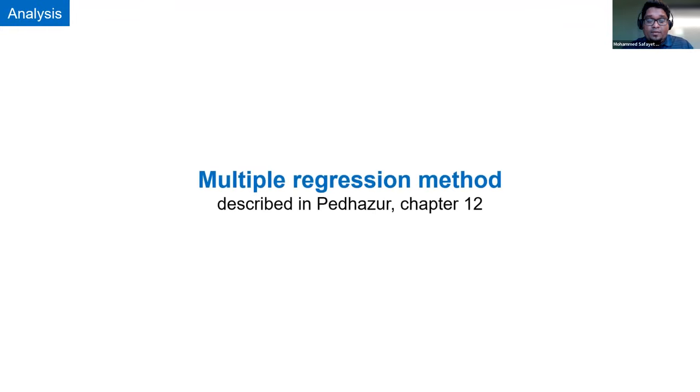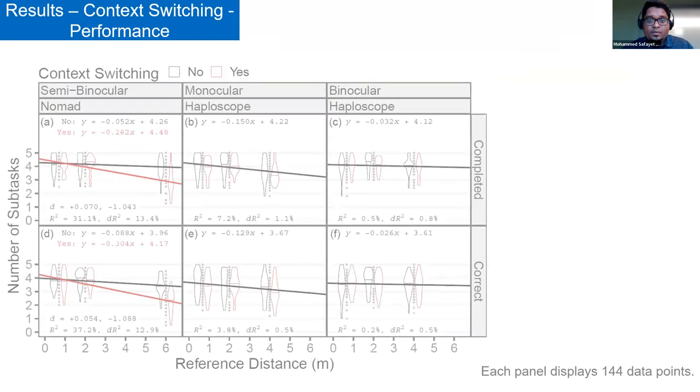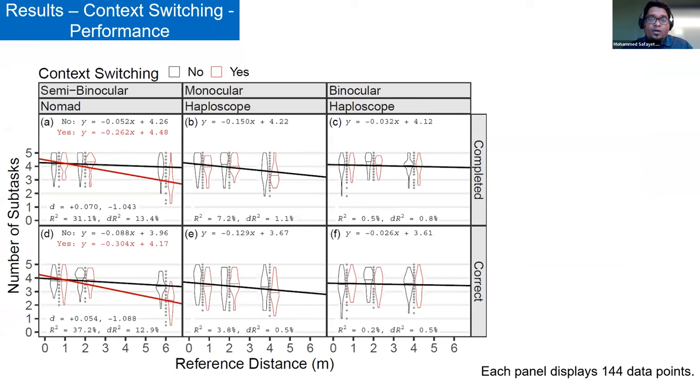Let's look at our analysis. In our analysis, we used the multiple regression method. And if you want to know more about that, you can look at the Pedhazur chapter 12. So let's start off with the results of context switching on human performance. Here are the results of context switching on performance. Here the x-axis shows the reference distance, which is one of our continuous independent variables.